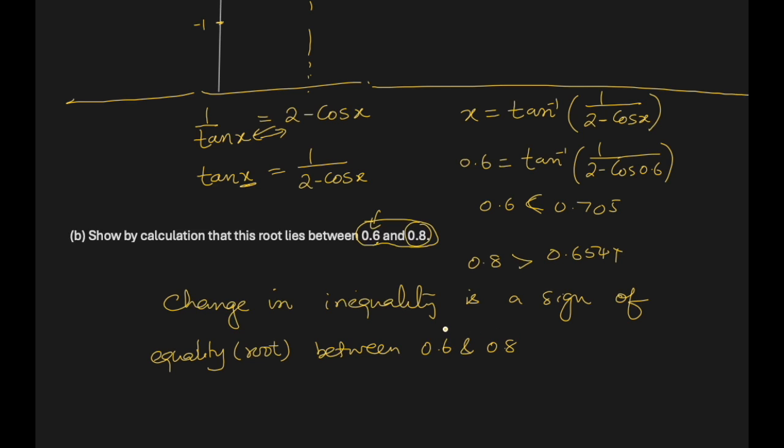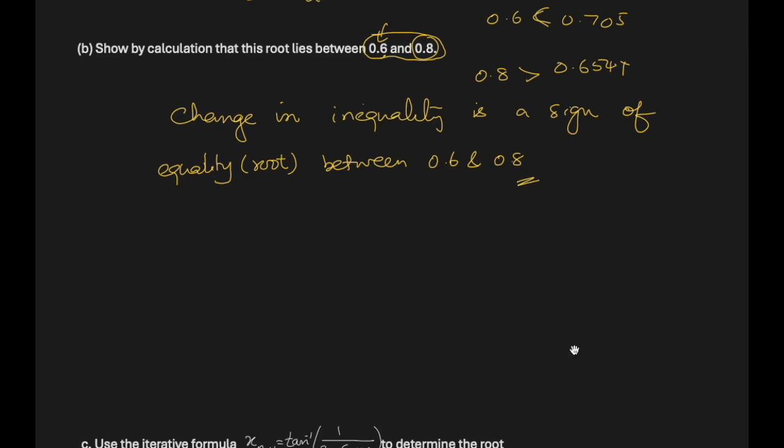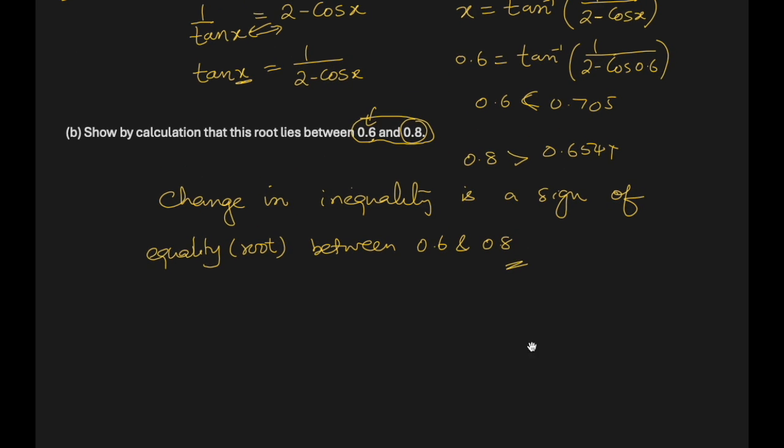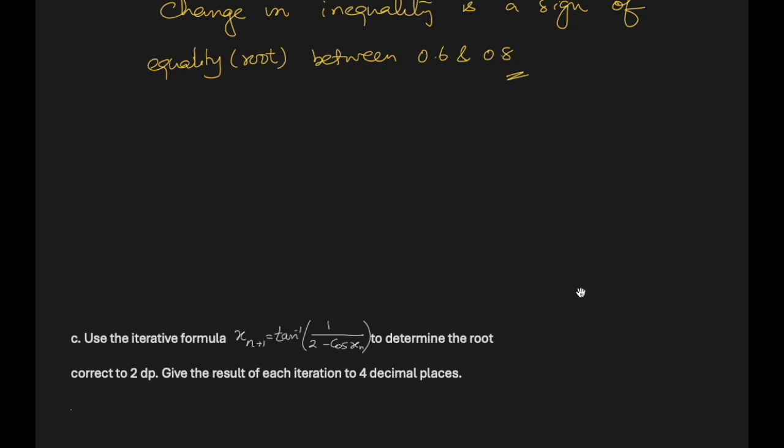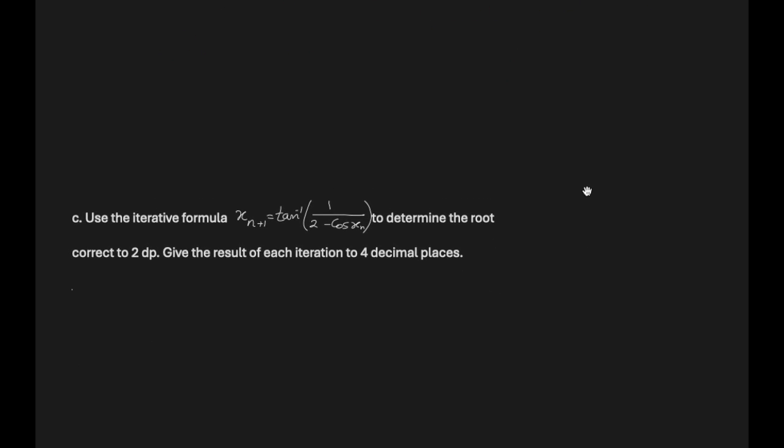Okay, this is how we can show. All right, what is the next part? Use this iterative formula. It is exactly the same as what I wrote here, x equal to tan inverse of this. So they have made an iterative formula out of this. They have written n plus 1 here, and this has become n, and we have to show iterations. That's what this question is about.